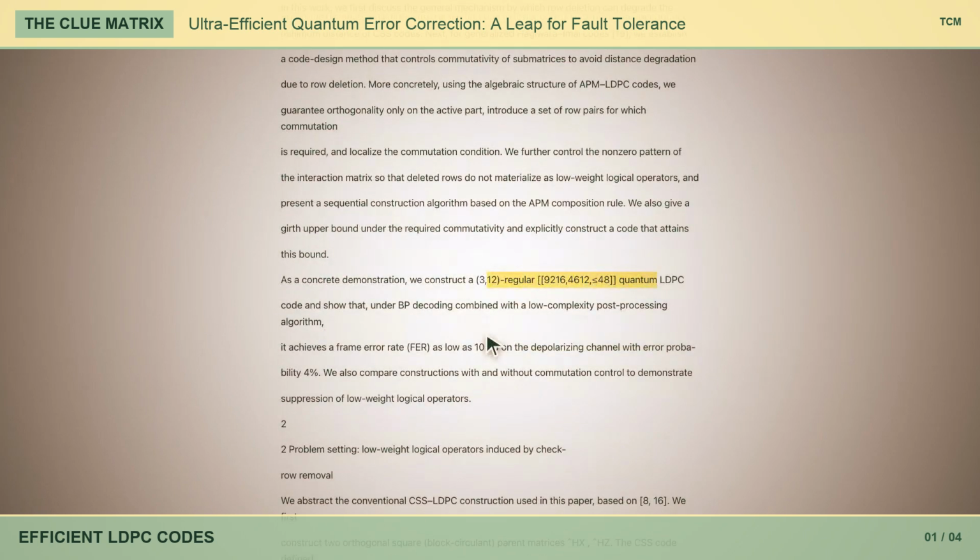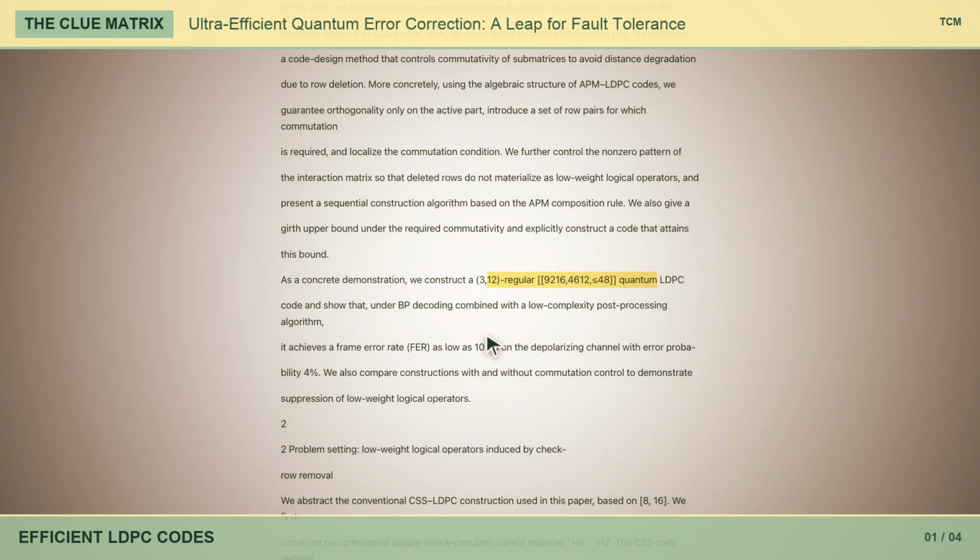As a concrete demonstration, they constructed what they call a girth 8, 3,12 regular, 9216, 4612, smaller than 48, quantum LDPC code. This is a significant parameter set for anyone working on these systems.